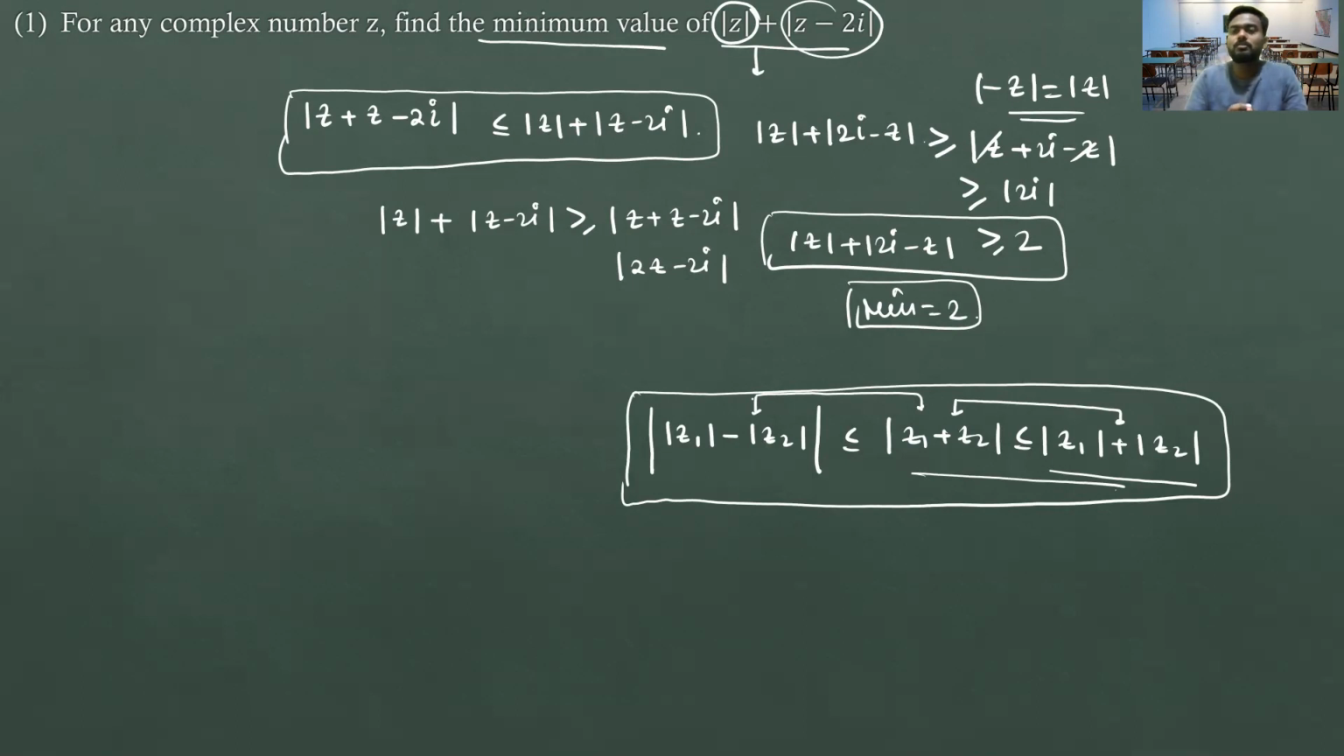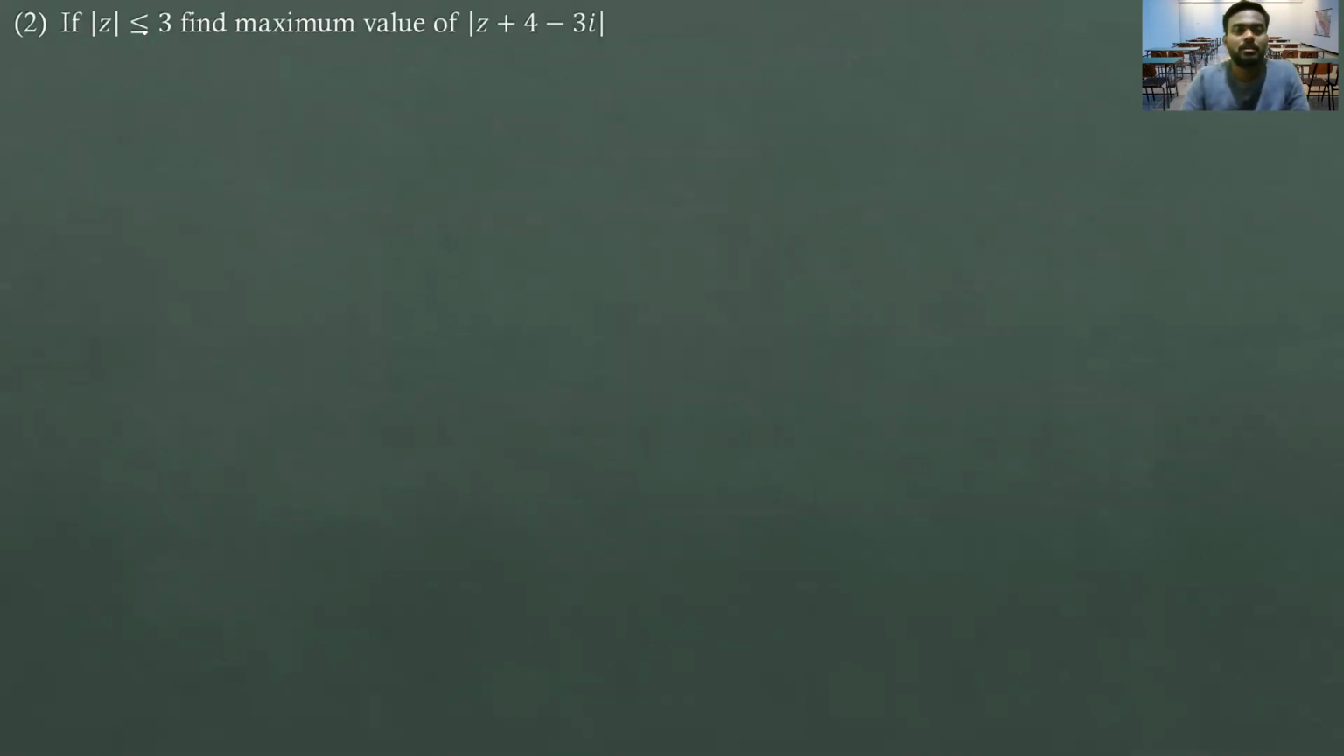So this is how you need to solve this kind of question. One more question I'm taking here. The question is basically: modulus of z is less than or equal to 3, and they are asking to find the maximum value of this. I will try to use the modulus inequality first.